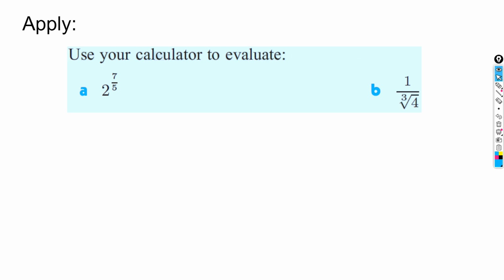One of the reasons we like to write things as powers is because we can punch them in the calculator pretty easily, as opposed to writing them as a radical or a root where you have to go to a bunch of menus. So if we have something like 2 to the 7/5, we should be able to get that into our calculator pretty easily, and we're going to demonstrate that right now.